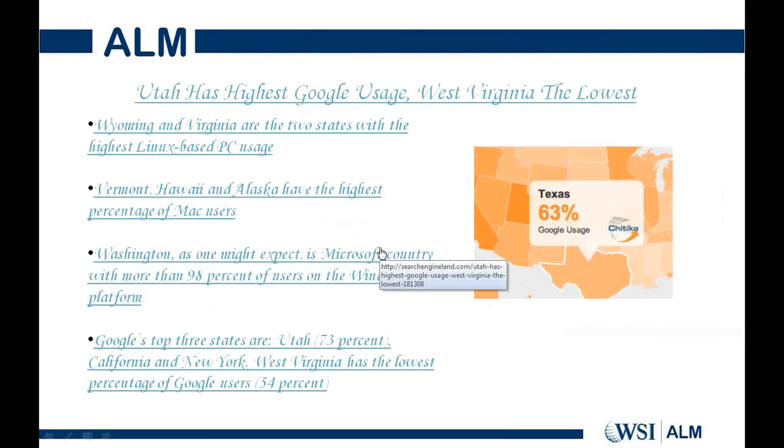They do a lot of data analysis, and they recently did an analysis in North America with regards to different trends: browser trends, search engine trends, internet usage trends, etc. And they came up with some pretty interesting information. What they found was that Utah in the U.S. has the highest Google usage. West Virginia has the lowest Google usage in terms of percentage of users utilizing Google.